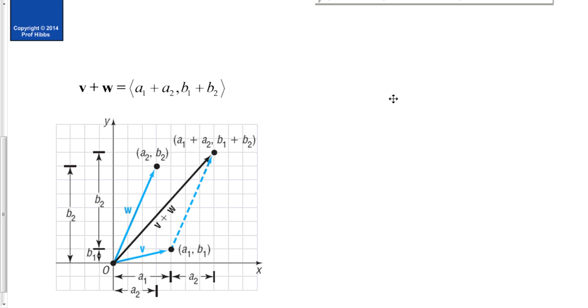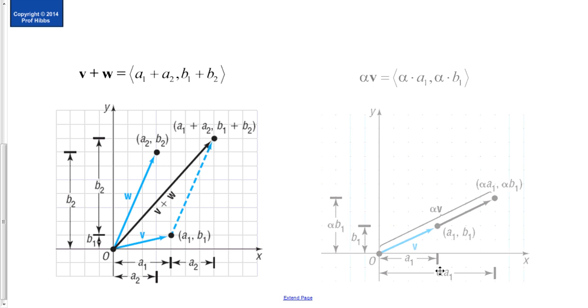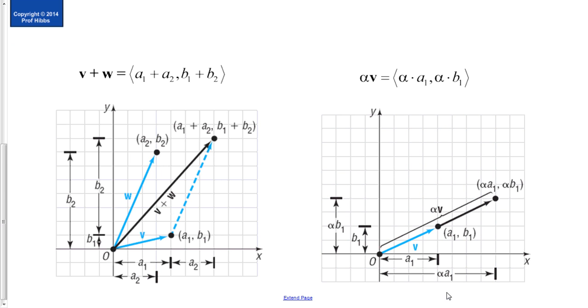Now, when we look at scalar multiplication, the idea is this. We're given a vector v, and remember it has a horizontal component of a sub 1 and a vertical component of b sub 1. Here's the a sub 1 idea horizontally, and here's the b sub 1 over here vertically. So this is the vector v. Now, when we multiply that vector by a scalar, it says to multiply each component by that scalar.